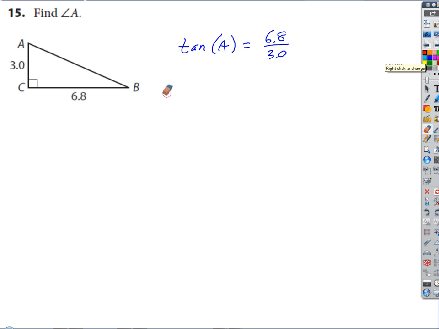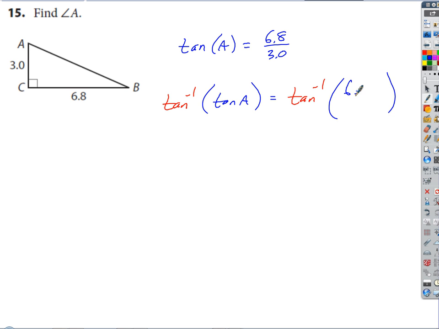So we'd say that the inverse tangent of tangent of A equals the inverse tangent of the ratio 6.8 over 3.0, and inverse tangent cancels tangent, so we just get an A, right? So you could probably skip that middle step. We just end up with A equals the inverse tangent of this ratio. And once again, that's just on our calculator.